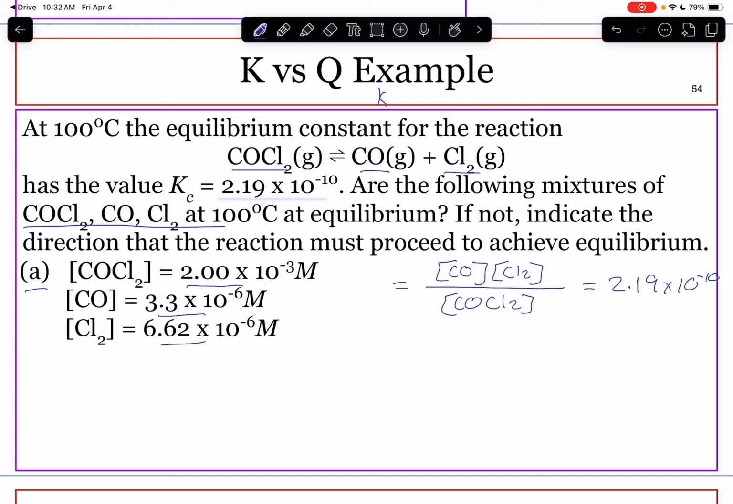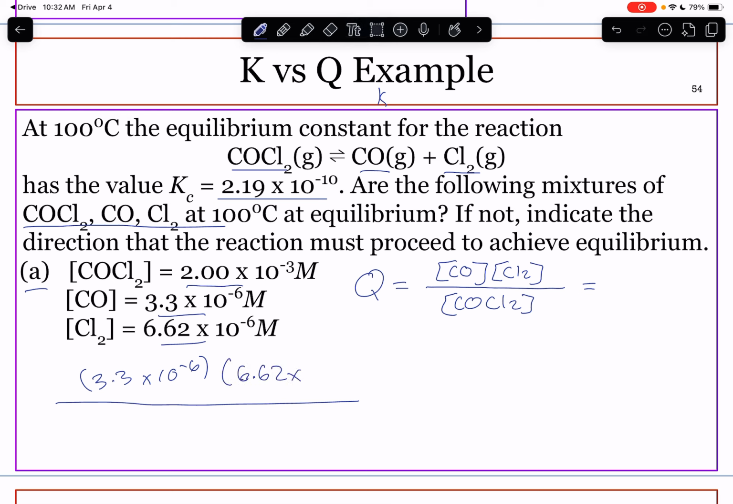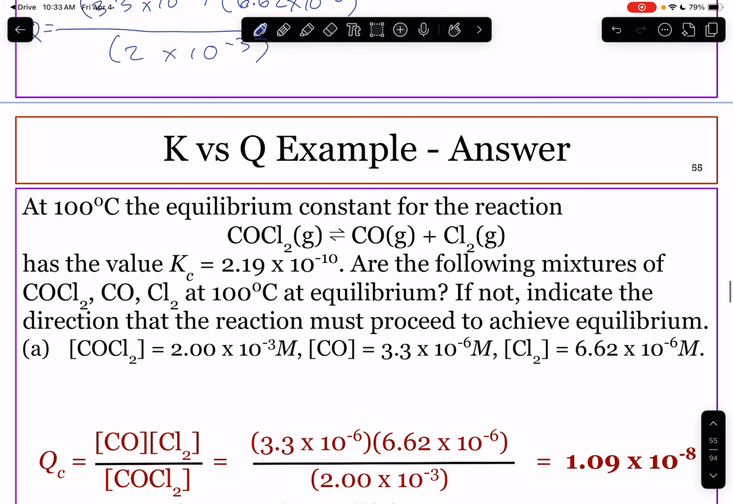Since we don't know if this is at equilibrium or not, we're going to call this a Q. So we're going to be calculating Q. When we plug in the values, the value for carbon monoxide is 3.3 times 10 to the negative 6. The value for Cl2 is 6.62 times 10 to the negative 6. And then the denominator is the COCl2 value at 2 times 10 to the negative 3. When we calculate this, we get 1.09 times 10 to the negative 8.